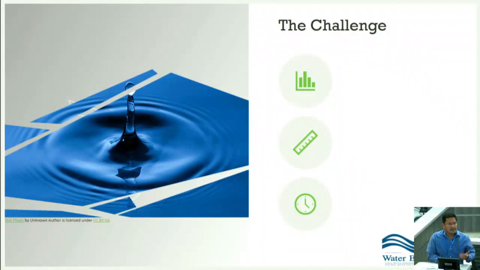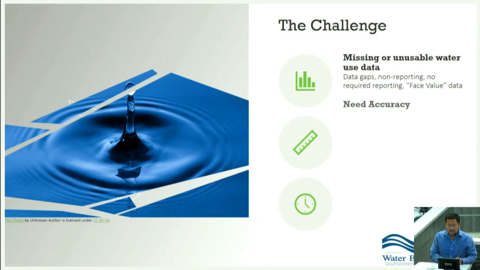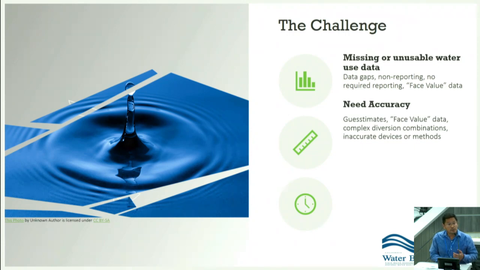So the challenge we faced a few years ago during the drought, and we continue to deal with now, is that the water diversion data we had was not very reliable. We had missing or unusable water data. We had data gaps. We had certain water rights that were not required to report their diversions.